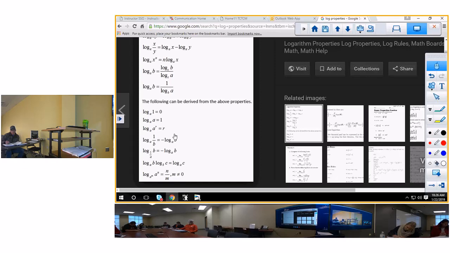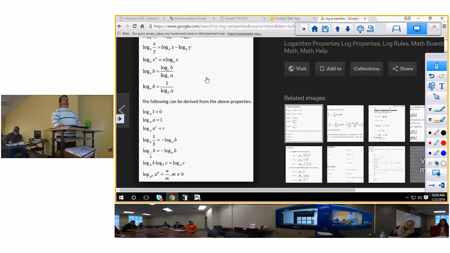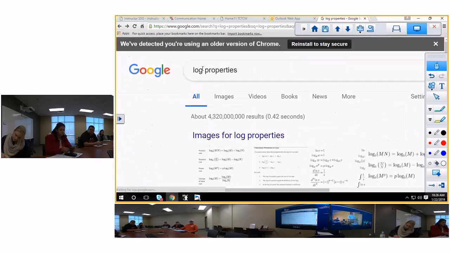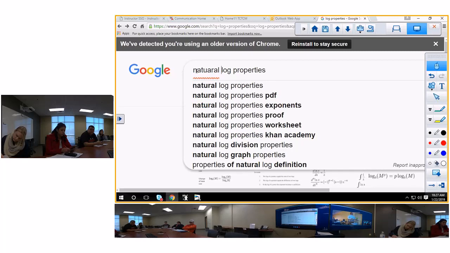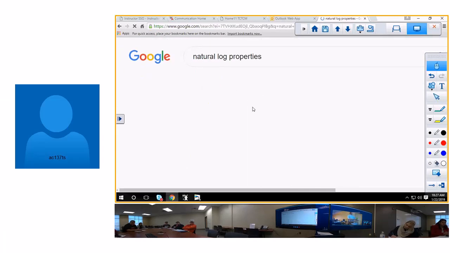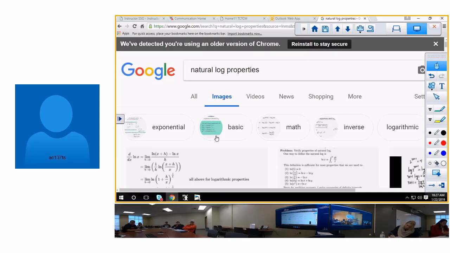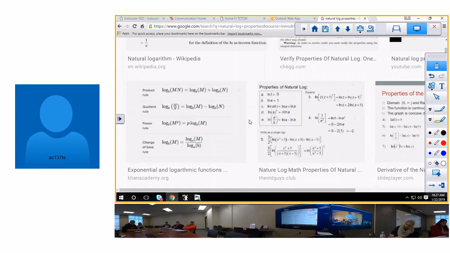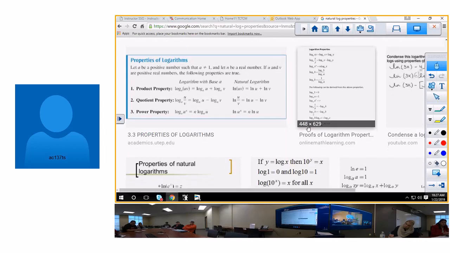And then right after you go to that one, I want you to look up natural log properties. Look up natural log properties. Images. And you can print those out too whenever you find one you like. I like to see the natural log. That's not what I'm, just hold on a minute.